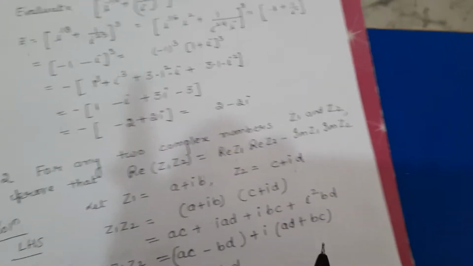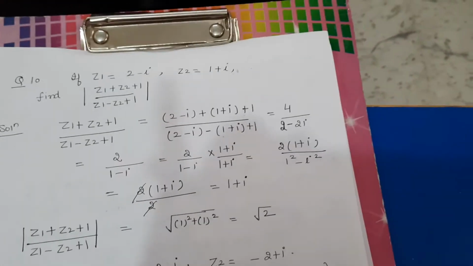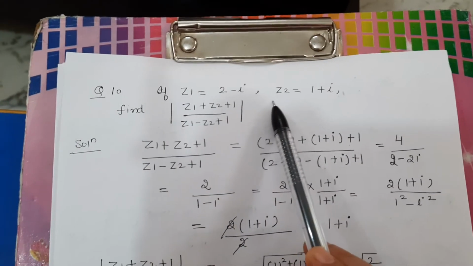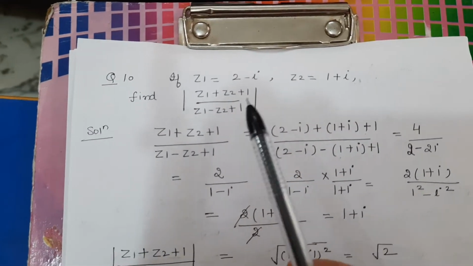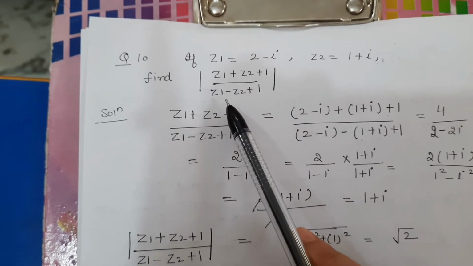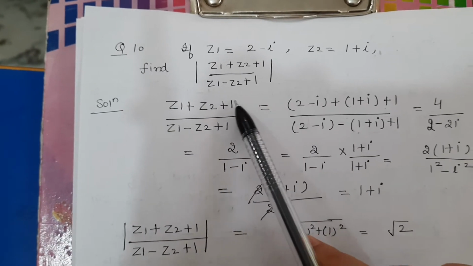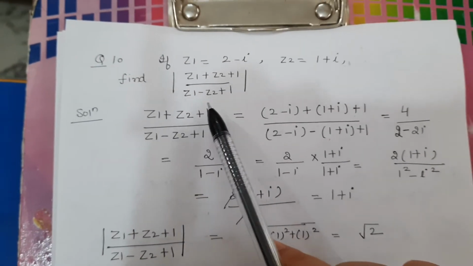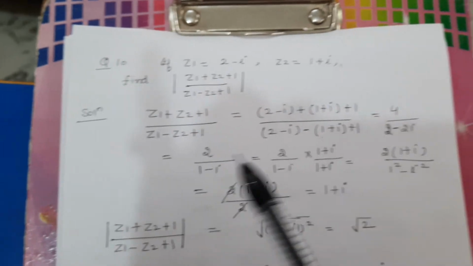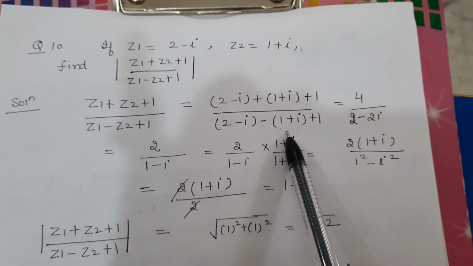Next question from this exercise is question number 10. If z1 is 2 minus iota and z2 is 1 plus iota, then find the modulus of (z1 plus z2 plus 1) upon (z1 minus z2 plus 1). Now for doing such type of question, first you evaluate this and then convert your complex number to the standard form. Put the value of z1 and z2 here, right?